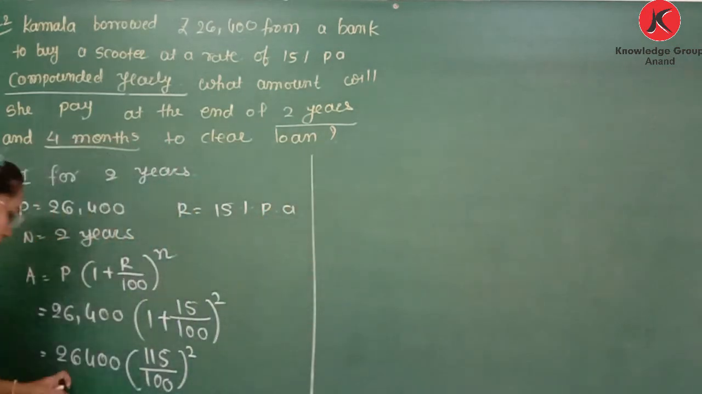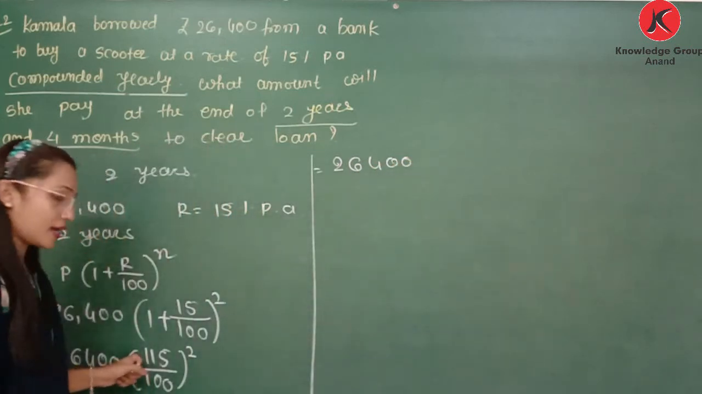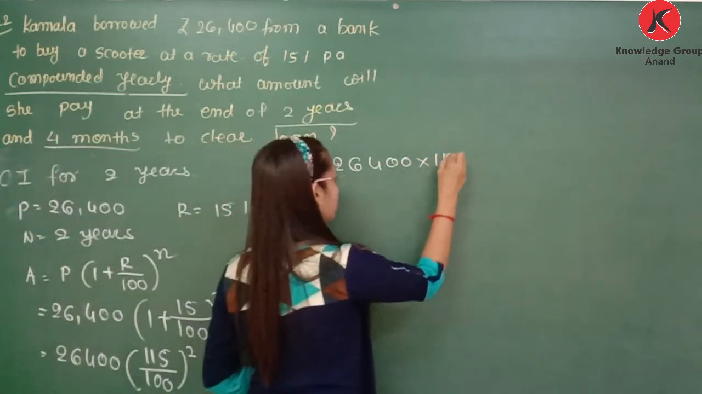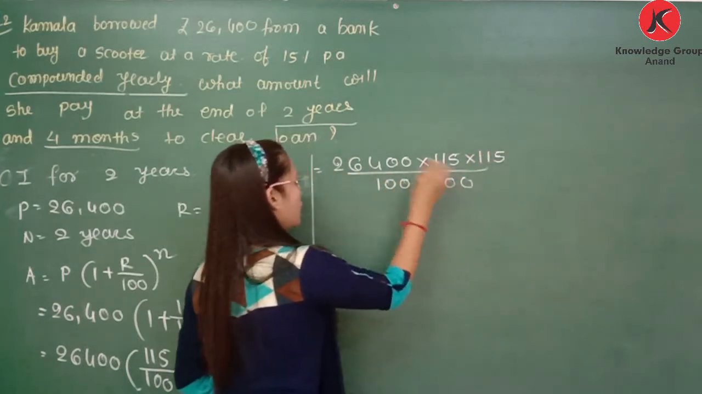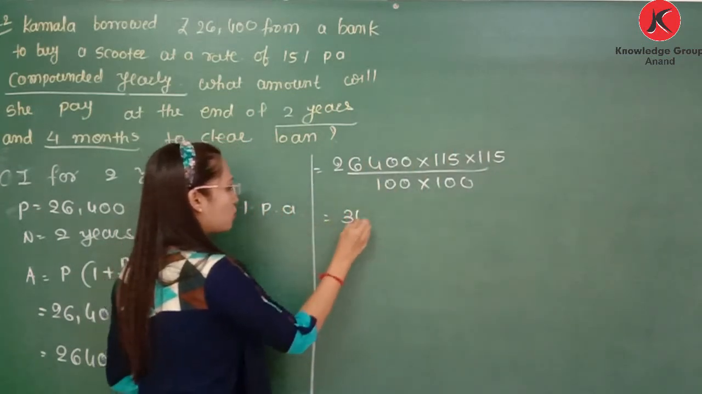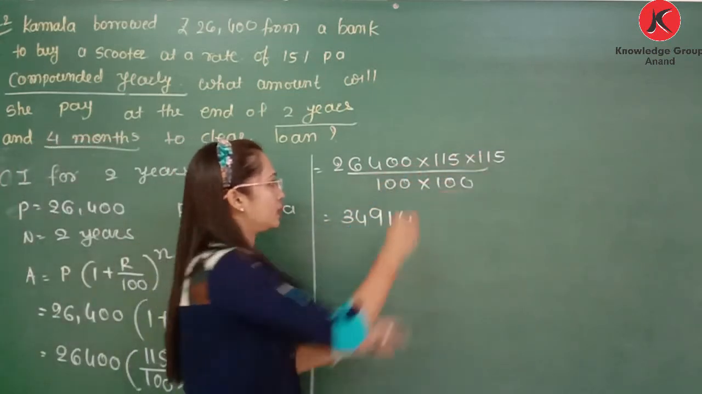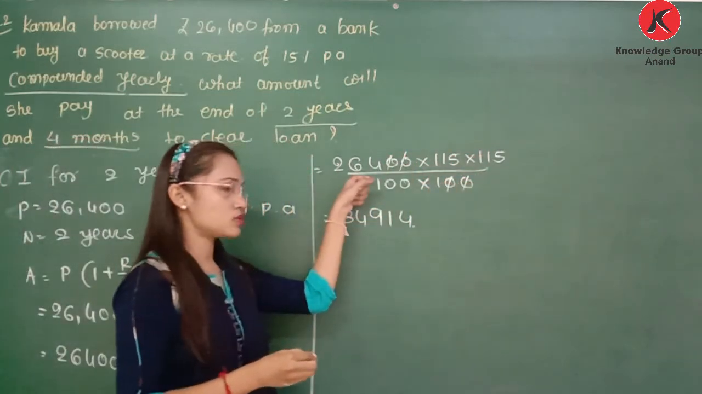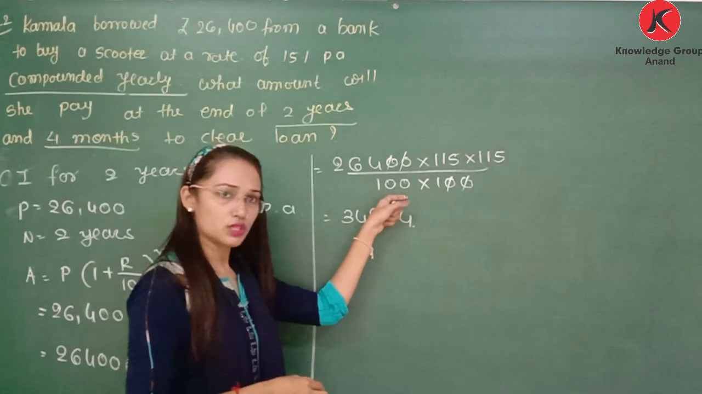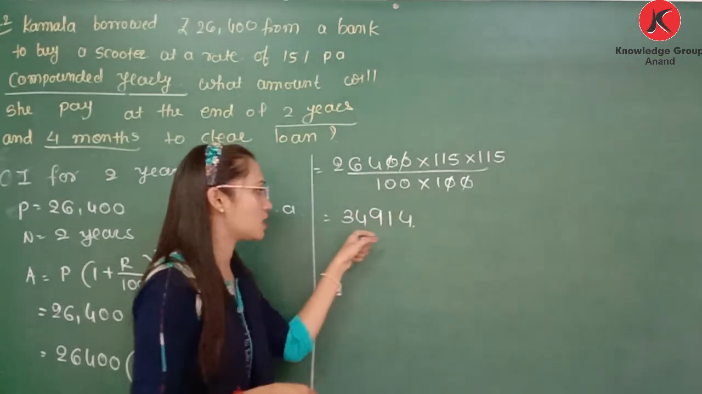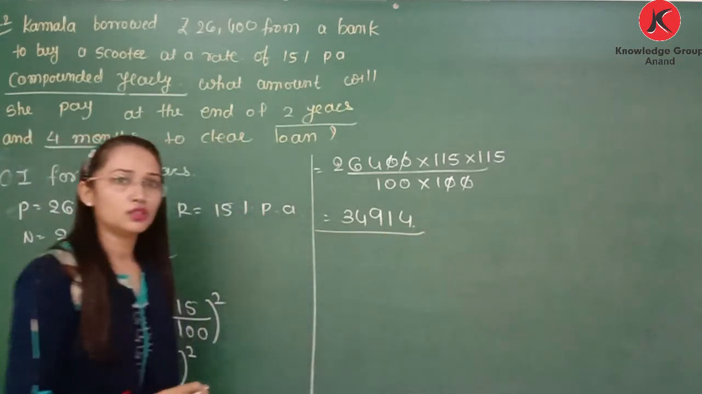Now 26,400 times 115 two times, divided by 100 two times. If you solve this, you will get 34,940. If you multiply 115 and 264, then you get 34,9140. You can cancel out the 20 that is in the denominator. So the answer is 34,940. Clear? Now this is the amount for 2 years.